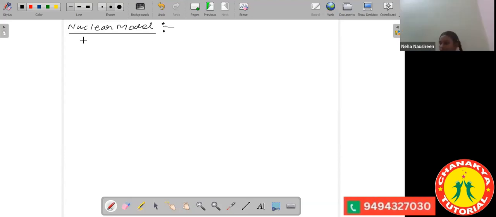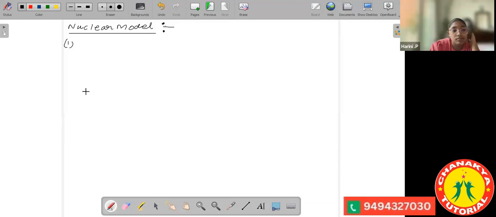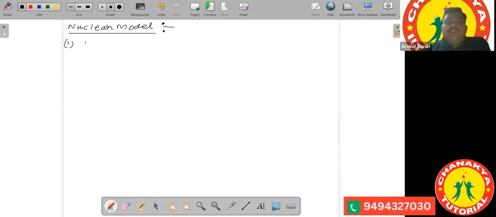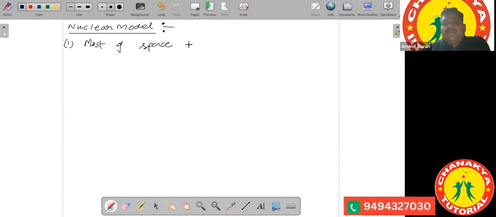Yes Neha. Sir, this model is about the gold foil and the alpha rays passing through it. So in the nuclear model of atom, how does Rutherford describe the atom? They have spaces in it. Okay, so the first point you can include is that most of the space inside the atom is empty.